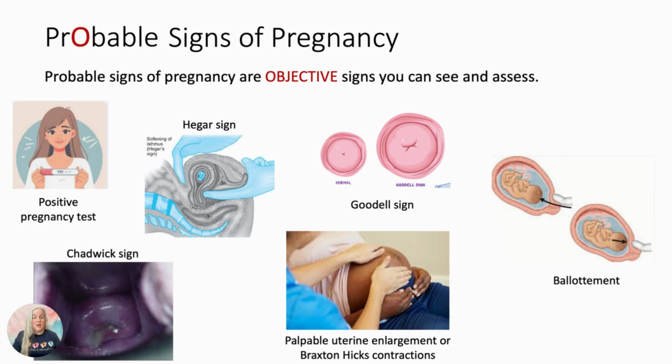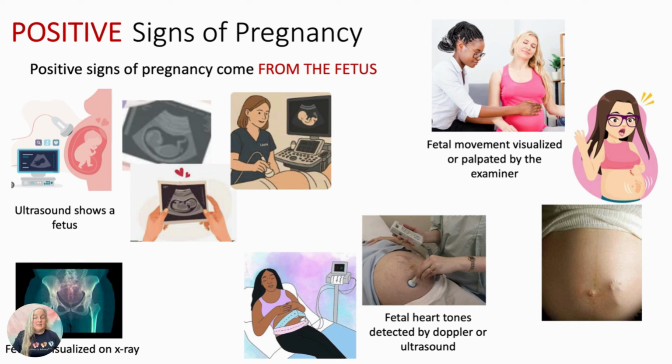Probable signs are objective. These are things we can assess. Positive pregnancy test, Hegar sign, Chadwick sign, Goodell sign, Ballottement, and being able to palpate uterine enlargement or Braxton Hicks contractions. And then our positive signs come from the fetus. So this is ultrasound, this is x-ray, this is being able to hear the heartbeat with either ultrasound or Doppler, or for the provider to be able to palpate the fetal movement.